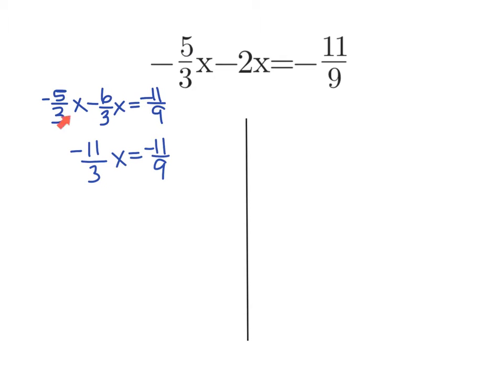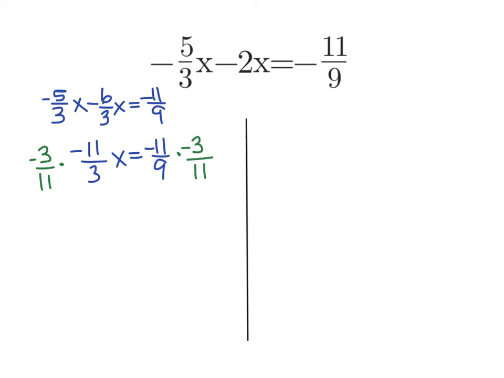So I have not done any inverse operations yet. I simply combined these two fractions together to get negative 11/3. Now I will undo this multiplication that's happening by dividing both sides by the negative 11/3, or technically multiplying both sides by the reciprocal. So it's still negative, but it just gets flipped.